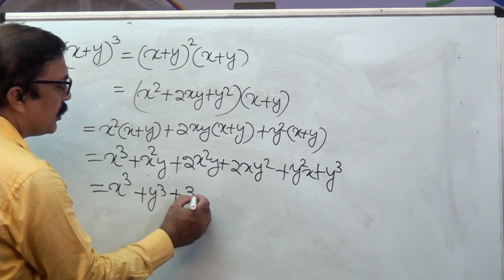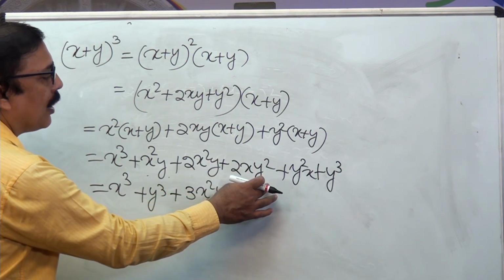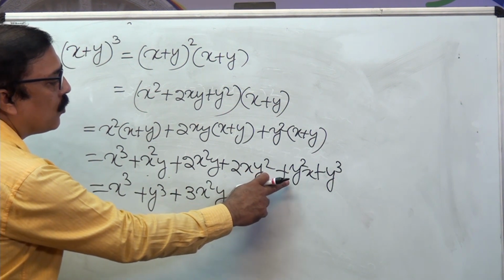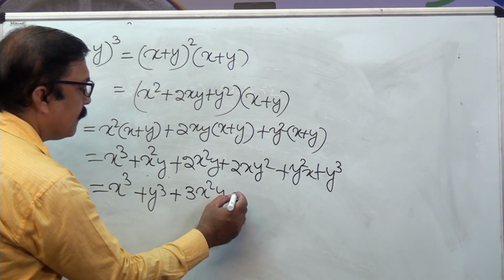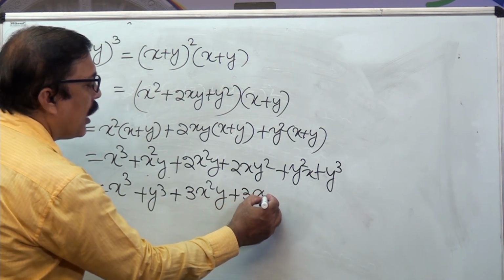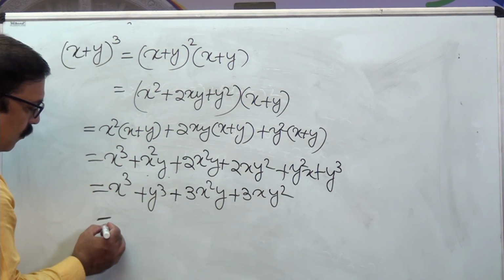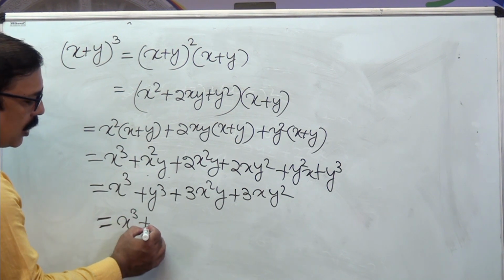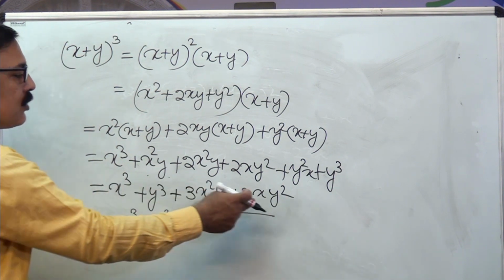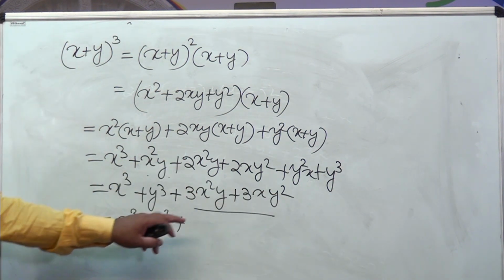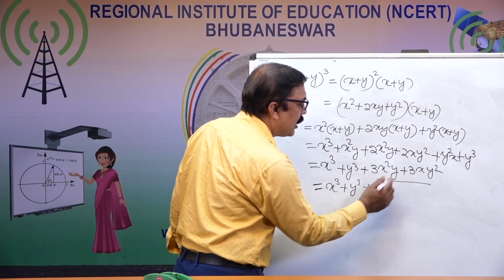that gives 3x square y, and 2xy square, and here y square x is the same as xy square, so we can write plus 3xy square. So we have x cube plus y cube. From these two terms, this is actually the result, but let me take 3xy common.